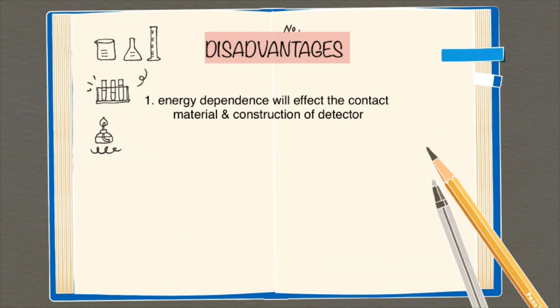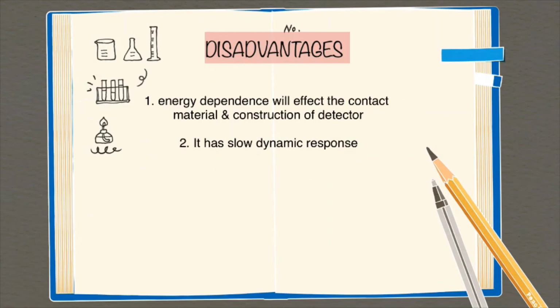First, research has shown that the diamond dosimeter is energy dependent. This energy dependence will affect the contact material and also the construction of the detector. Besides, the CVD diamond detector has low dynamic response. Due to this weakness, the diamond is not suitable for the IMRT application because this detector is unable to follow the sharp transition of IMRT fields.